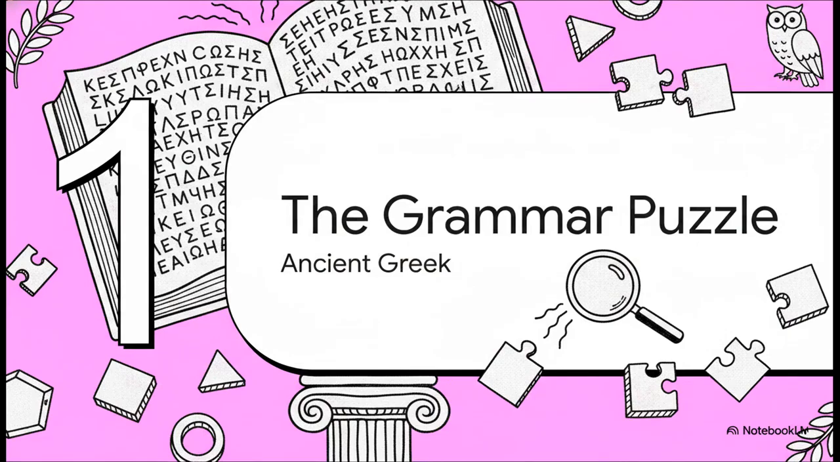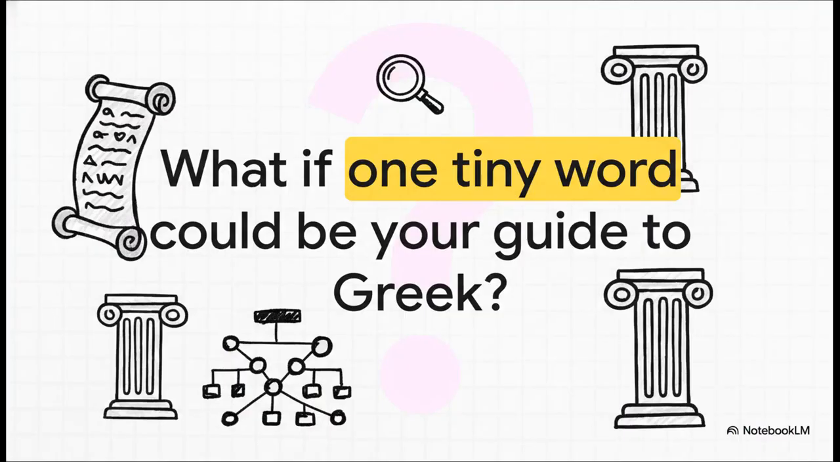If you've ever cracked open a Greek textbook, you know exactly what I'm talking about, right? It feels like you're staring at this giant puzzle where all the words keep changing their shape from one sentence to the next. But what if I told you there's a guide hidden right there in plain sight? A single word that, once you know how to spot it, tells you pretty much everything you need to know about all the other words around it.